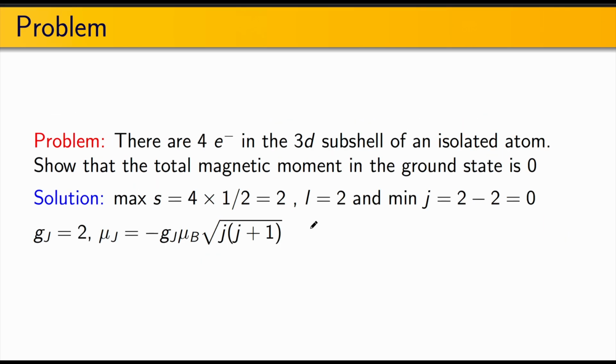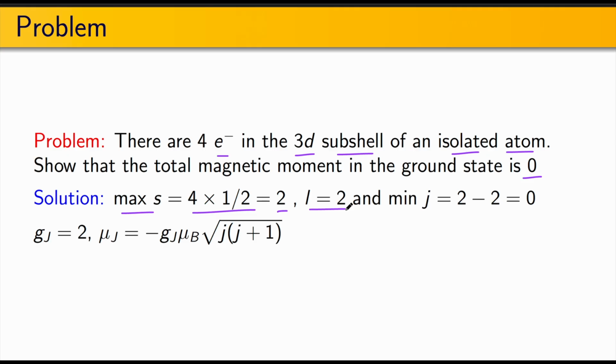Now go to the next problem. Next problem, there are 4 electrons in the 3d subshell of an isolated atom. Show that the total magnetic moment in the ground state is 0. So same principle. First we have to maximize S. So 4 into half, that is 2. And here L is equal to 2.